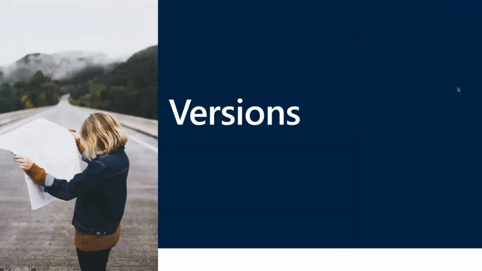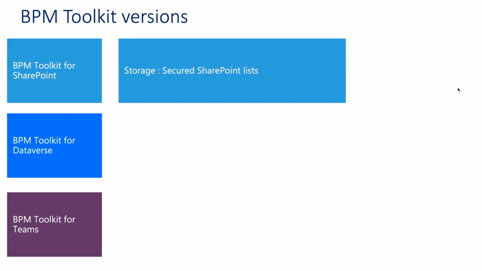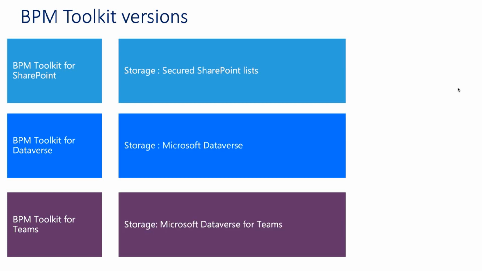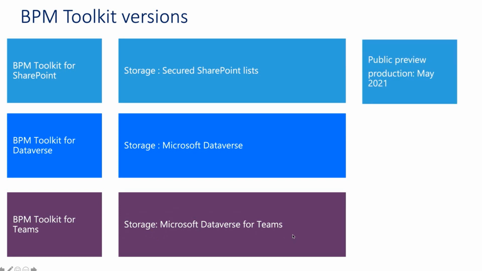Okay. Regarding the versions, there is BPM Toolkit for SharePoint. That's the version that is on GitHub. There is an alpha version of BPM Toolkit for Dataverse and one for Teams. I mean, Dataverse for Teams. Storage for this one is SharePoint lists. This one is Dataverse, and this one is, of course, Dataverse for Teams. But I have a set of limitations regarding permissions in Dataverse for Teams because I need very granular permissions for HR.